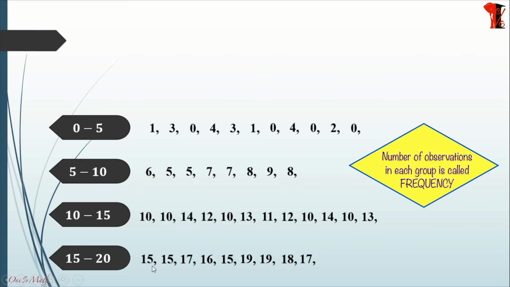So here you can see, right? Now you can see in the first group how many numbers we have: 1, 2, 3, 4, 5, 6, 7, 8, 9, 10, 11, right? There are 11 numbers in this particular group. So we call that the frequency of the group. Okay, let us discuss that on the next slide.